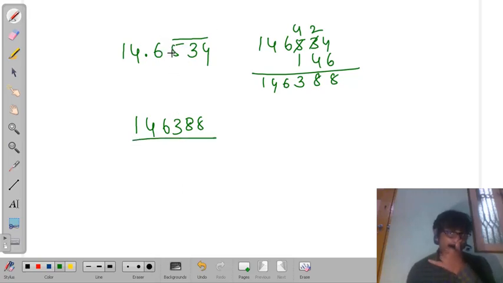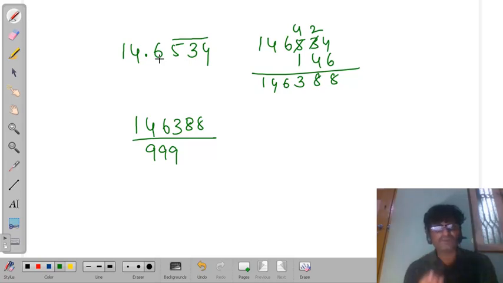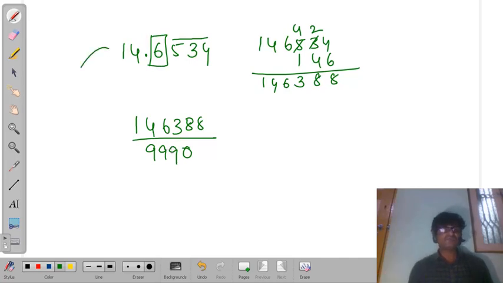Now you observe how many digits are there under the bar. Under the bar we have 3 digits, so you write 999. Now after the decimal point, you count how many digits are there which are not under the bar. We have only one digit, that is 6. So that's why you put 10 here. That's it. So this is the fractional form.